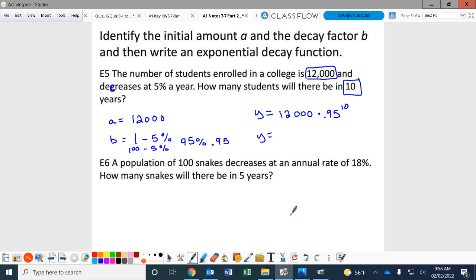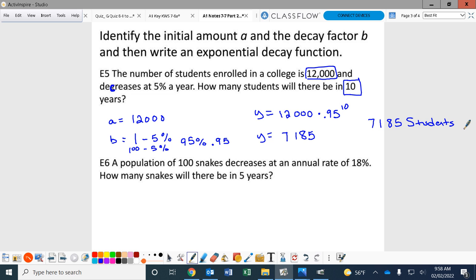So let's try typing it one more time, make sure you got it. 12,000 times 0.95, power button 10, equals. What's that give you? 7,185.84? Or 85. You think it's 85? Has it got 4 with something after it? Yeah, so it's got to be 85 because you can't have part of a person, so we always round up no matter what when you're dealing with that. So it's going to be 7,185 and it's going to be students.